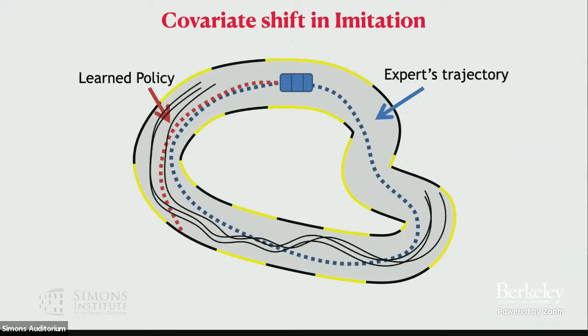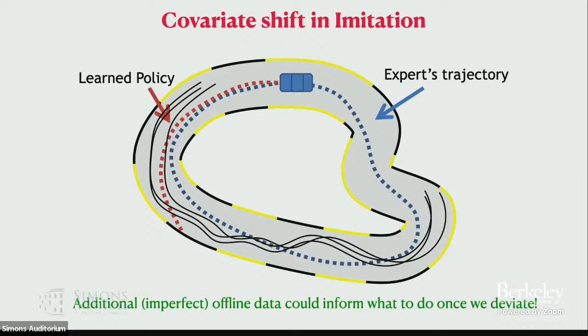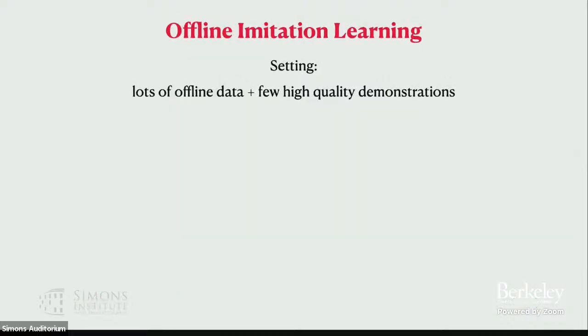But imagine this case: I have a bunch of imperfect but offline demonstrations from maybe non-expert drivers. I could have different people driving the car around this track, but they're not racing experts. But maybe I can use these data sets to learn how to actually recover from mistakes. And this is what we're going to do.